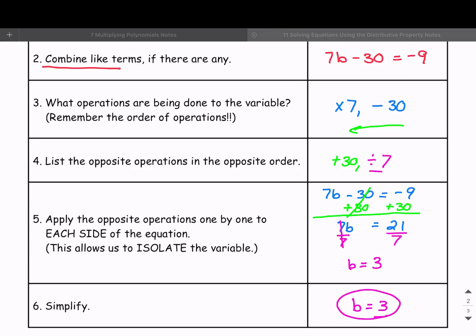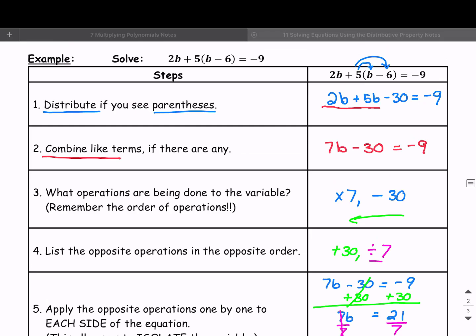And there you go. So it's the same as what we were doing yesterday, only we're adding one step at the beginning, where we have to distribute if we see parentheses. Okay, so we put one more step at the top. If there's parentheses, we're going to distribute.